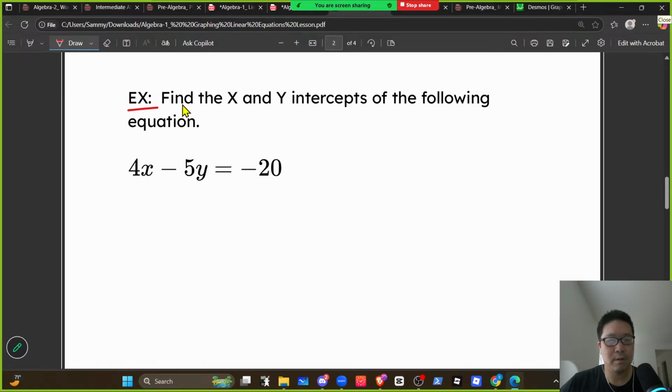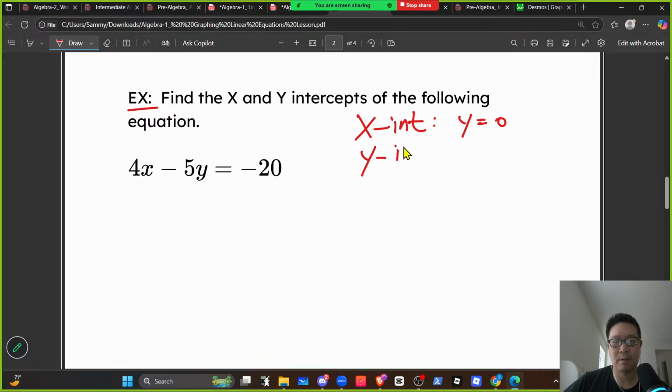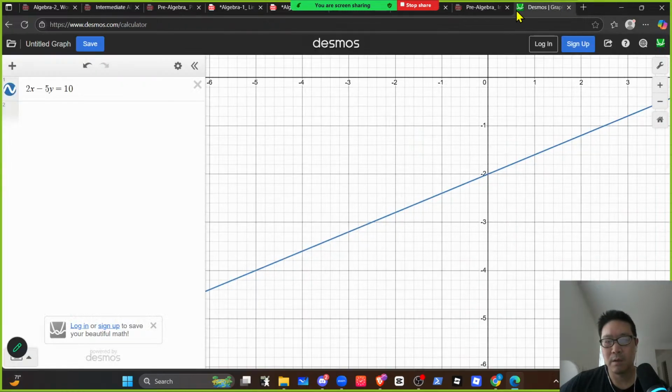All right. In this one, it says find the xy intercepts of the following equation. So just to review, what is the x-intercept? Where the y equals 0. Where's the y-intercept? Where the x equals 0. Yeah.